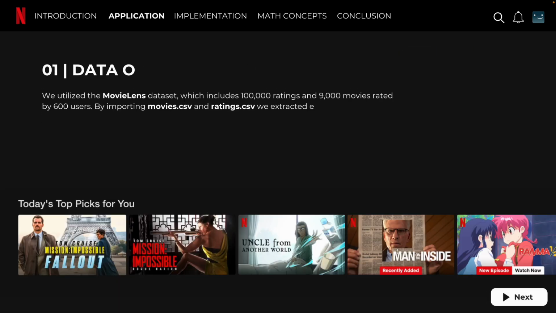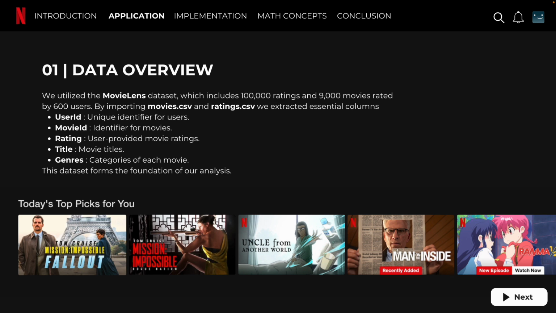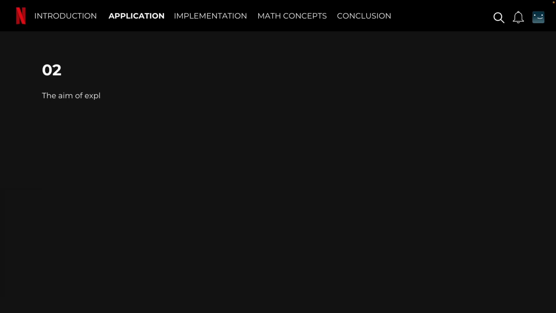First, we start with the data overview using the MovieLens dataset, which contains 100,000 ratings for 9,000 movies and 600 users. We focus on key columns such as user IDs, movie IDs, ratings, titles, and genres. These datasets serve as the backbone of our recommendation system.